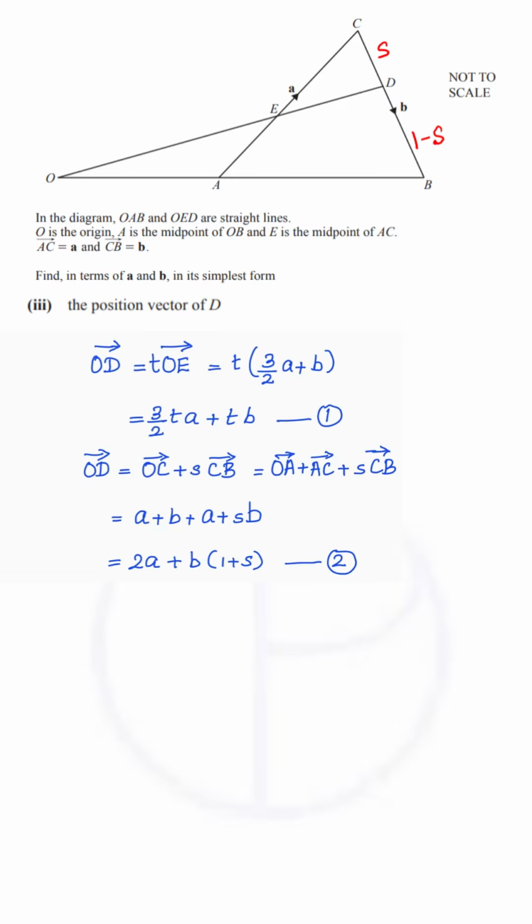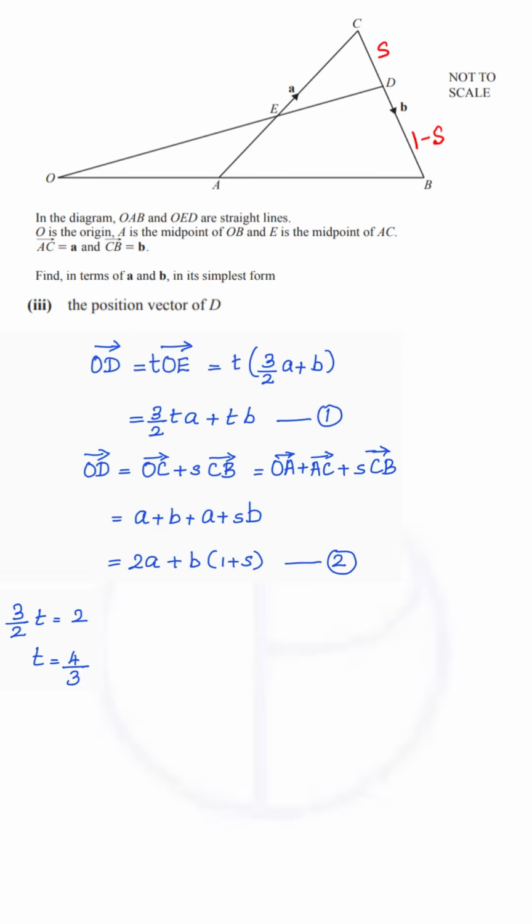So we get 3 over 2t is equal to 2. So t is equal to 4 over 3. Substitute this t value in equation 1.